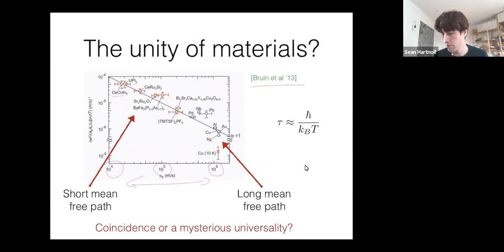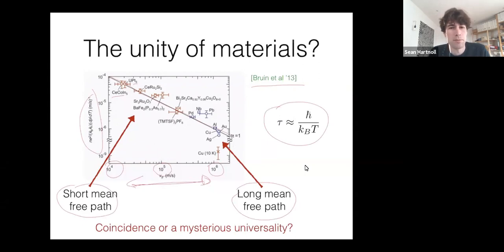These guys are heavy fermions. Okay, so there's a big change in the Fermi velocity and in the mean free path. These guys have a long mean free path, these ones have a short mean free path. But the lifetime, this axis is a bit counterintuitive, but what this line says is that within a factor of 5 or so, all of these materials, which have a T-linear resistivity, have this lifetime.